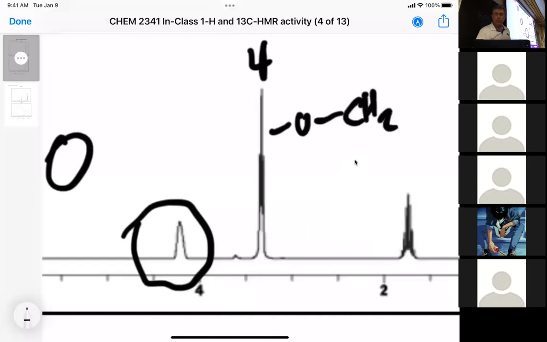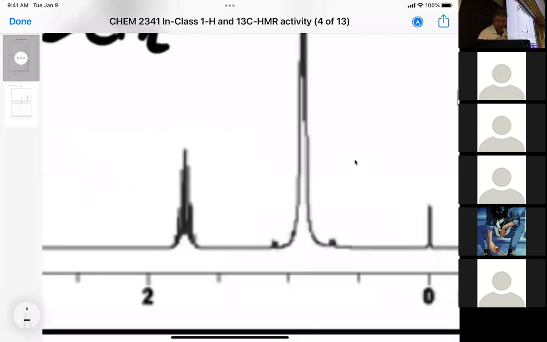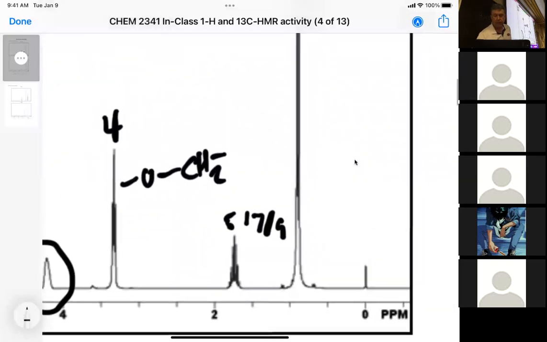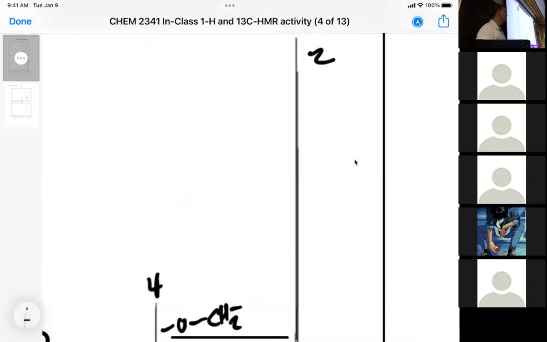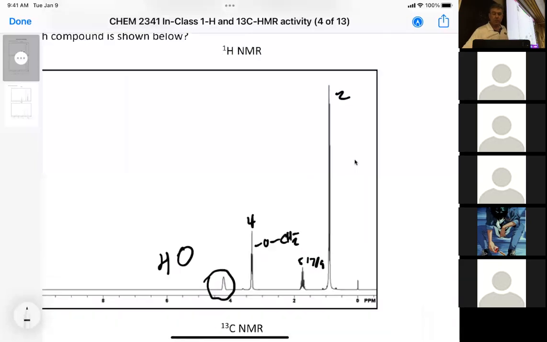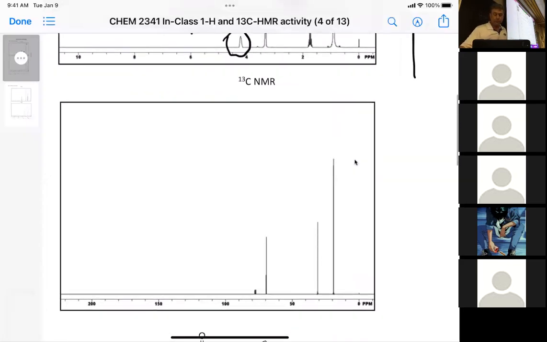Probably something like that. This is a lot of peaks. Wow, that's a lot of peaks. I'm going to say it's 5, 7, or 9. Don't know. And then this one is 2 peaks. Okay. So we have 1, 2, 3, 4 kinds of hydrogen. Okay. So now let's look at the carbon NMR.